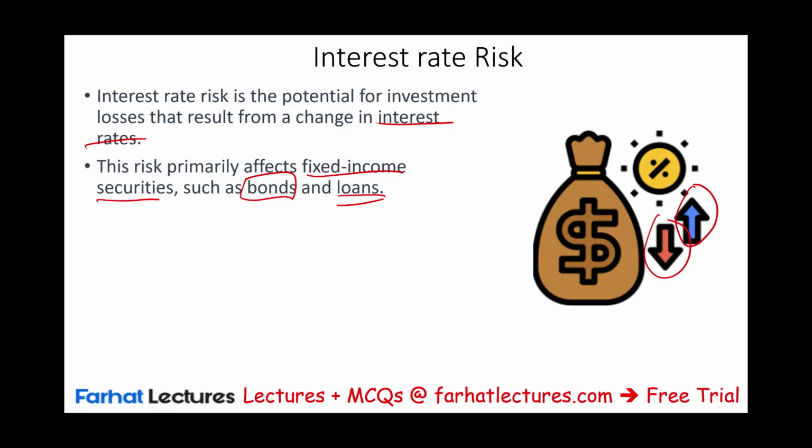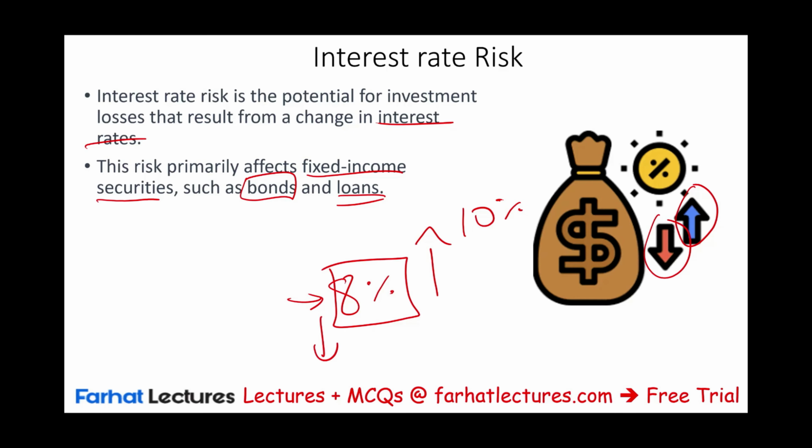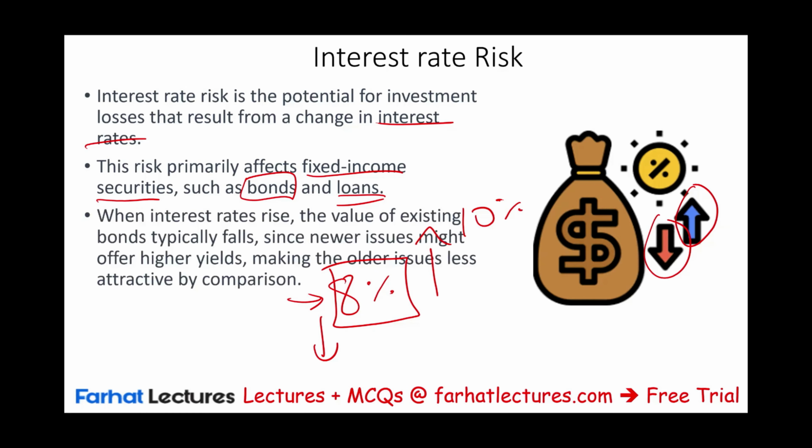So what happened is this. Let's assume you purchase a bond and the bond is paying you 8%. That's fine. You're happy with that. Then interest rate overall went up to 10%. What happened to your investment? What happened to your 8%? It will go down in value. Why? Because your investment, if you want to sell it, is only paying 8%. Other investments are paying 10%.